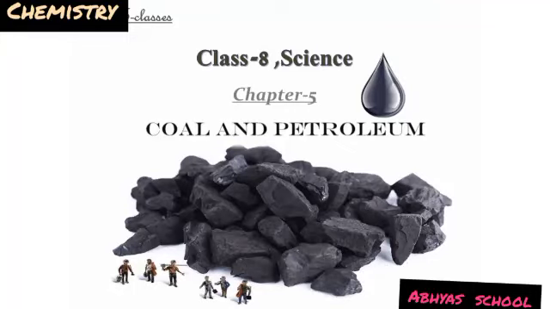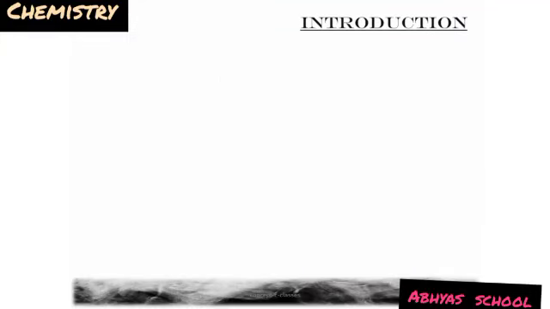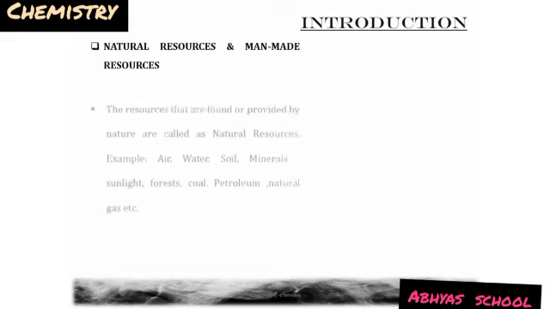And petroleum. So before we enter into this chapter, let's see a brief introduction. Coal and petroleum are natural resources. So what are resources? Resources are those materials which are useful for us. For example, air, water, sunlight, wind, forest, etc. Now these resources can either be natural or man-made.